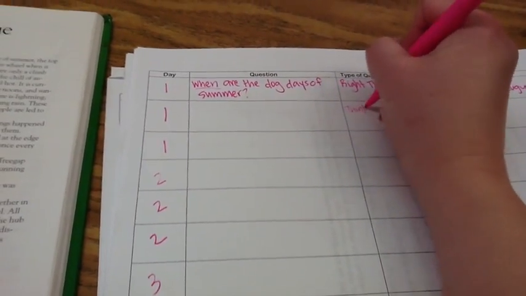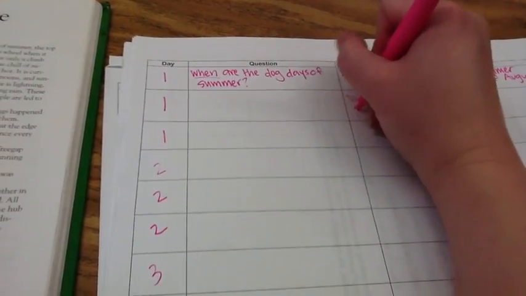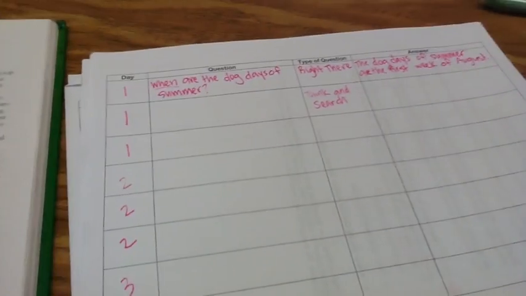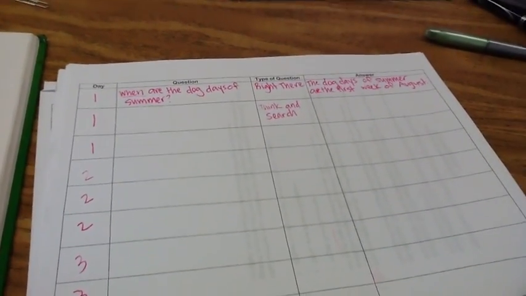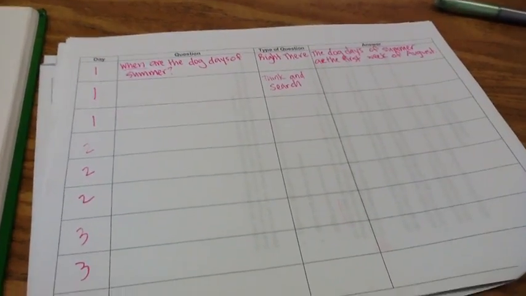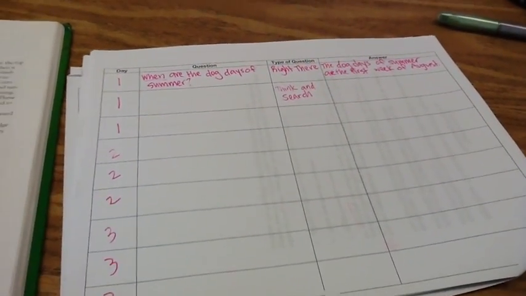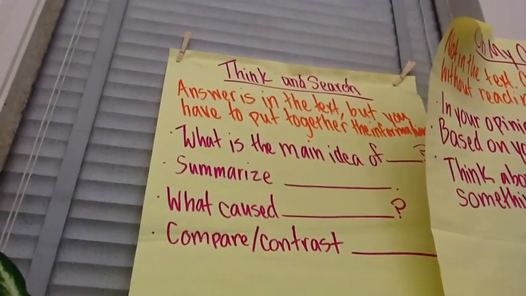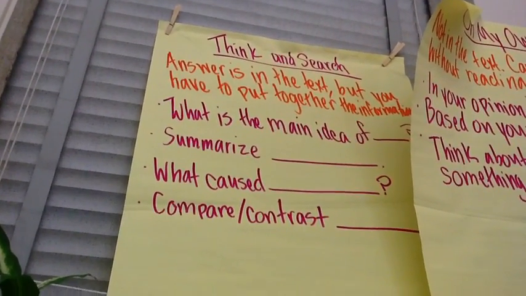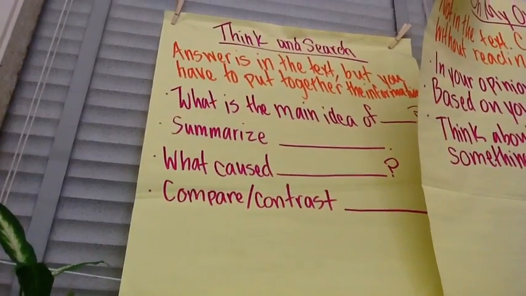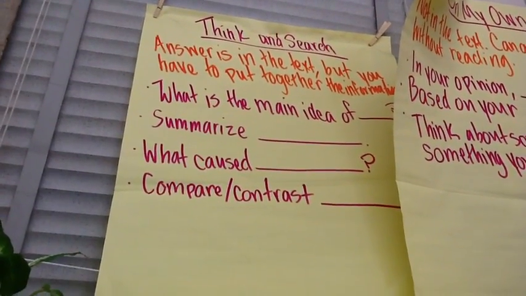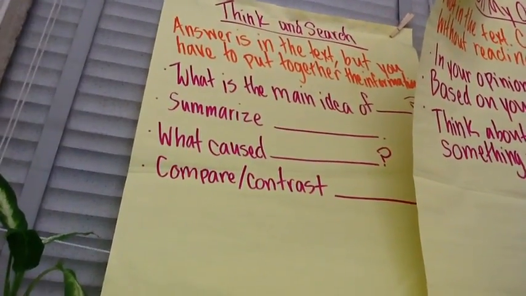Now it's on to the second question. My second question has to be a think and search question. These are questions where the answer is in the book, but I have to look around a little bit, and I have to use my brain a little bit more than for a right there question. Let's go look at the frames for these types of questions. Here's our poster for think and search questions. It says, what is the main idea of, summarize, or what caused, and then compare and contrast. Let's take these question frames back and write a question for the prologue.